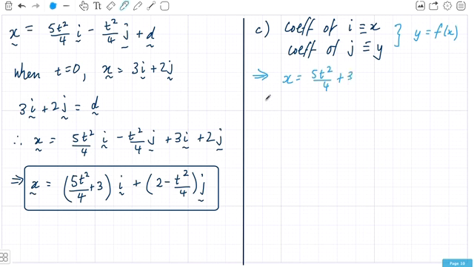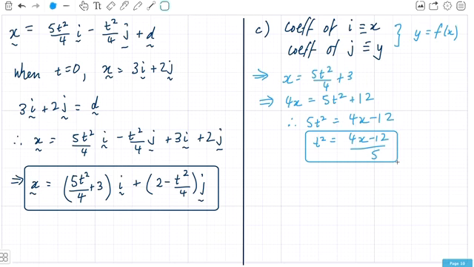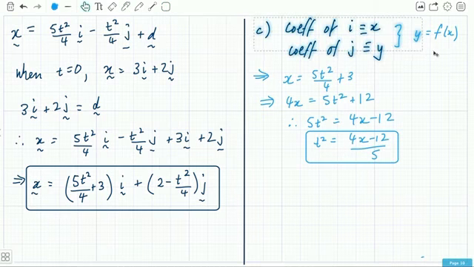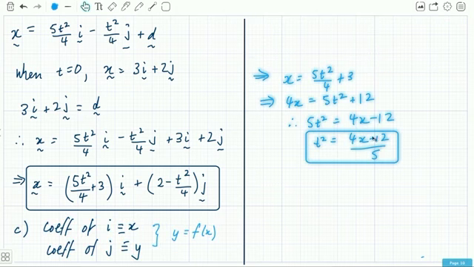So multiply both sides by 4. 4x equals 5t squared plus 12. And so therefore we've got 5t squared equals 4x take 12. And I've got t squared equals 4x take 12 over 5. I'm doing that because I've identified, just looking at the next part, that I've got a t squared in it. So if I know what t squared is, I can straight up replace it. So I'm just going to move some things here, so I'm not going to have enough room. Let's move this up. Alright, so now what I want to do is look at y.